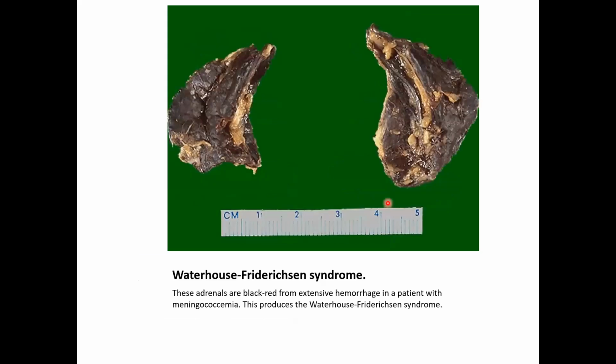This is Waterhouse-Friderichsen syndrome, which is hemorrhagic ischemic infarction of the adrenal glands. Both are ischemically infarcted adrenal glands due to massive hemorrhage. It occurs most often with Neisseria meningitidis and Pseudomonas infection. These cause bilateral hemorrhage of the adrenal glands and acute adrenal insufficiency.